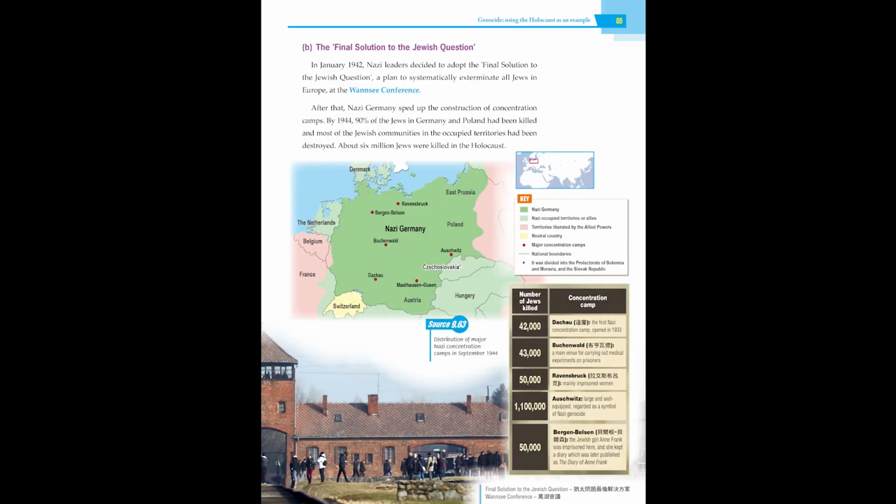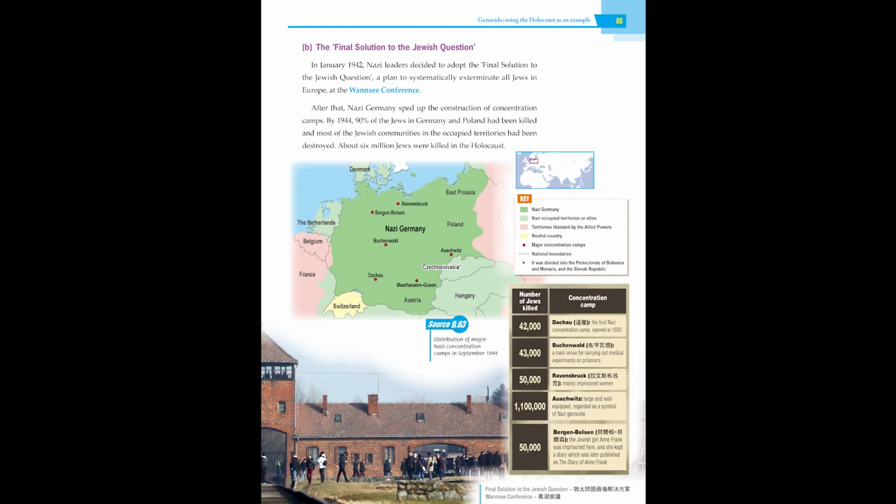B. The final solution to the Jewish question. In January 1942, Nazi leaders decided to adopt the final solution to the Jewish question, a plan to systematically exterminate all Jews in Europe, at the Wannsee Conference. After that, Nazi Germany sped up the construction of concentration camps. By 1944, 90% of the Jews in Germany and Poland had been killed, and most of the Jewish communities in the occupied territories had been destroyed. About 6 million Jews were killed in the Holocaust.